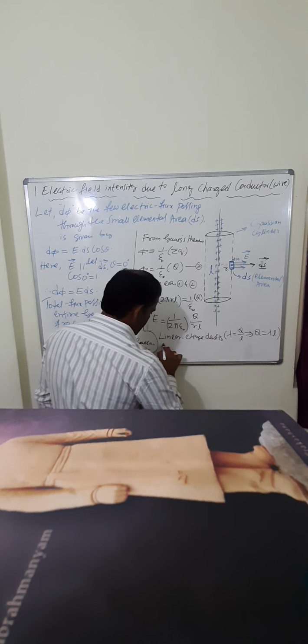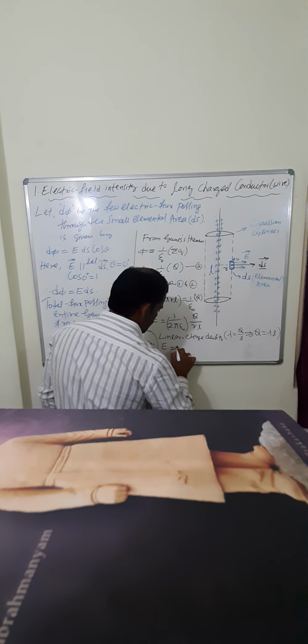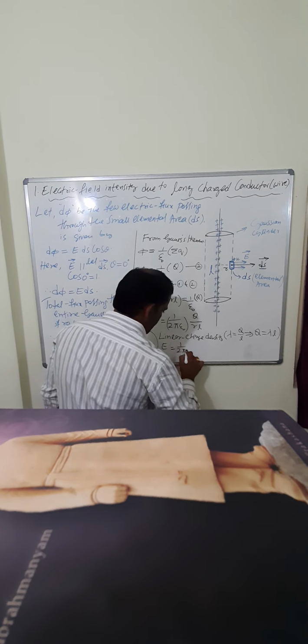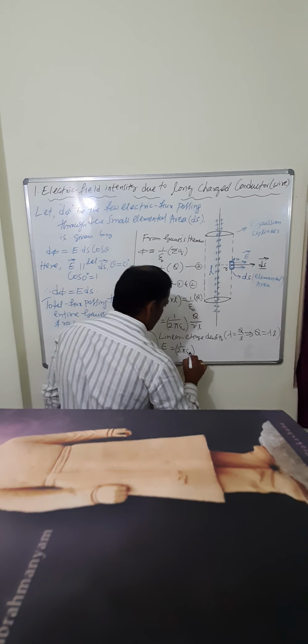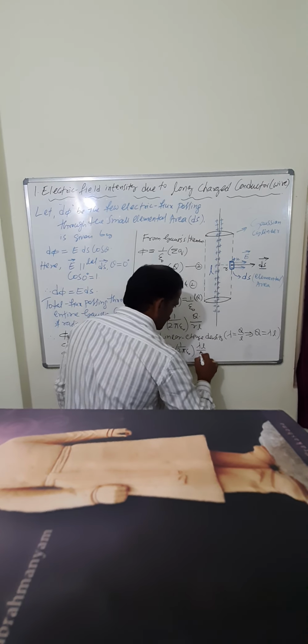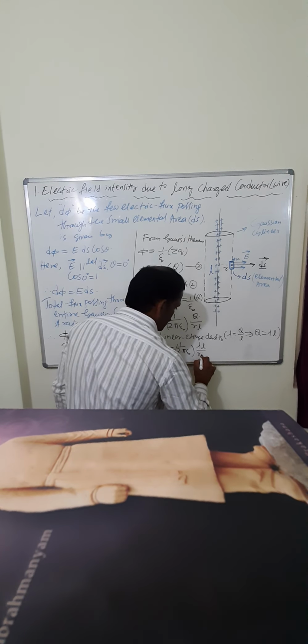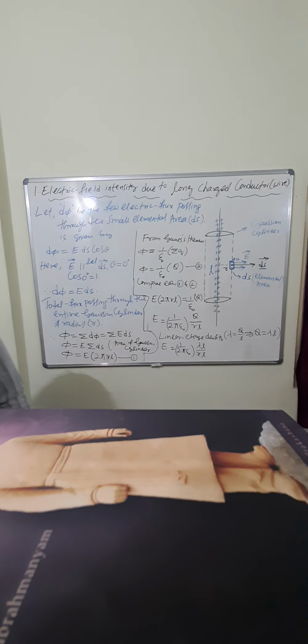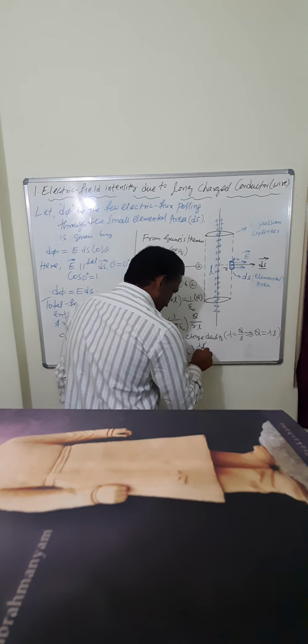Therefore, can I write here? E is equal to 1 by 2 pi epsilon naught by, in place of Q, I will write lambda L by R into L. Lambda L into R into L, the L will get cancelled, guys.